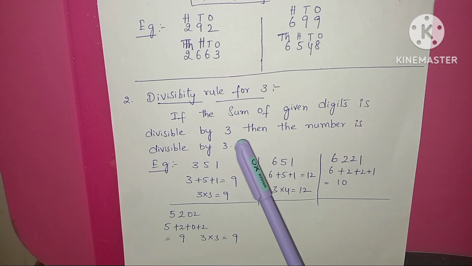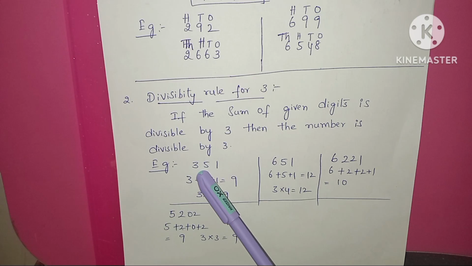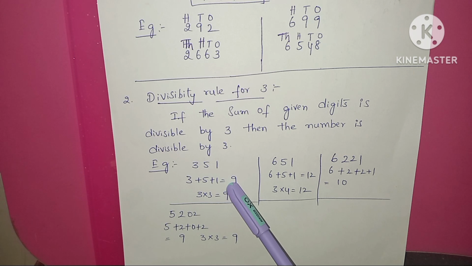If we add the given numbers, take one example, 351. If we add these three numbers, 3 plus 5 plus 1, we get 9.